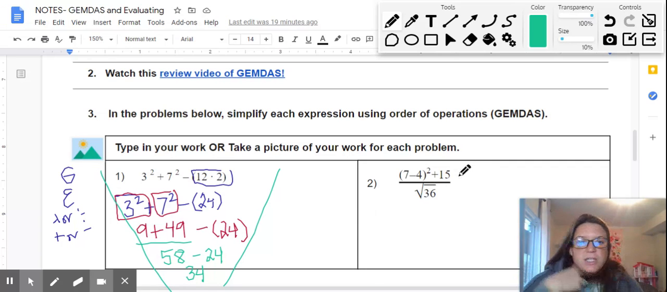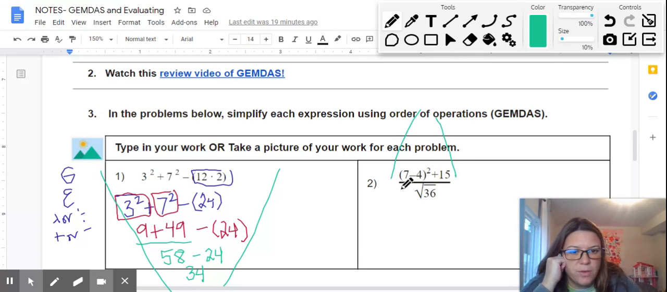When there's a big fraction like this, you're doing two funnels or two Dorito chips, one going up and one going down, and then you divide your two answers. So a fraction is a big grouping symbol too. You have to do everything that's on the top first. So it kind of groups the whole thing together.